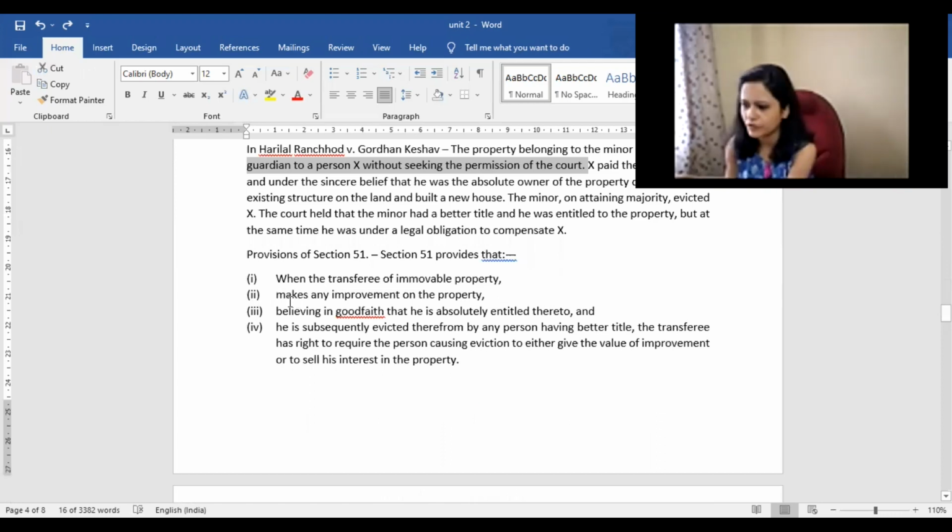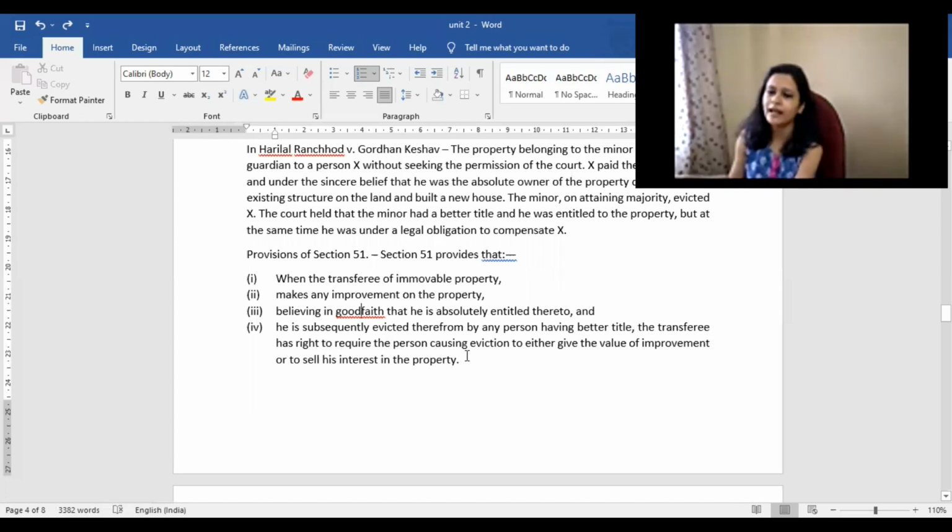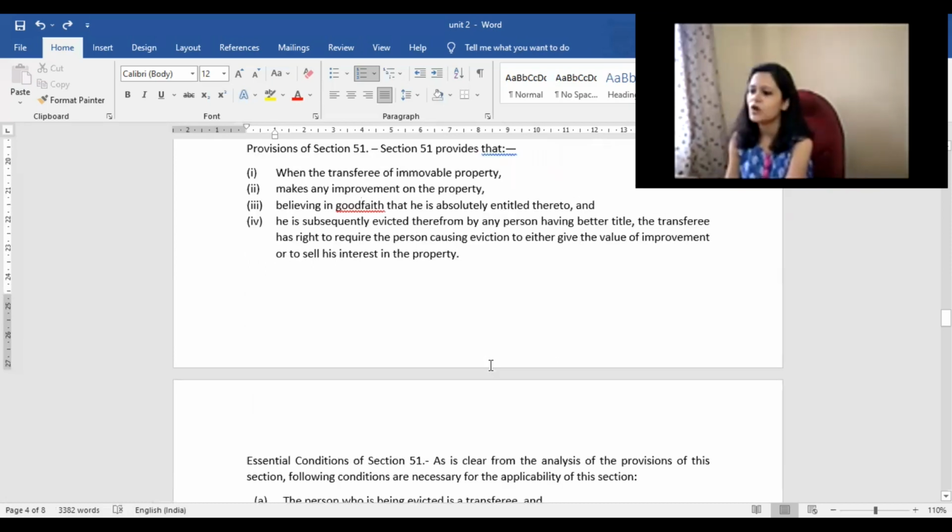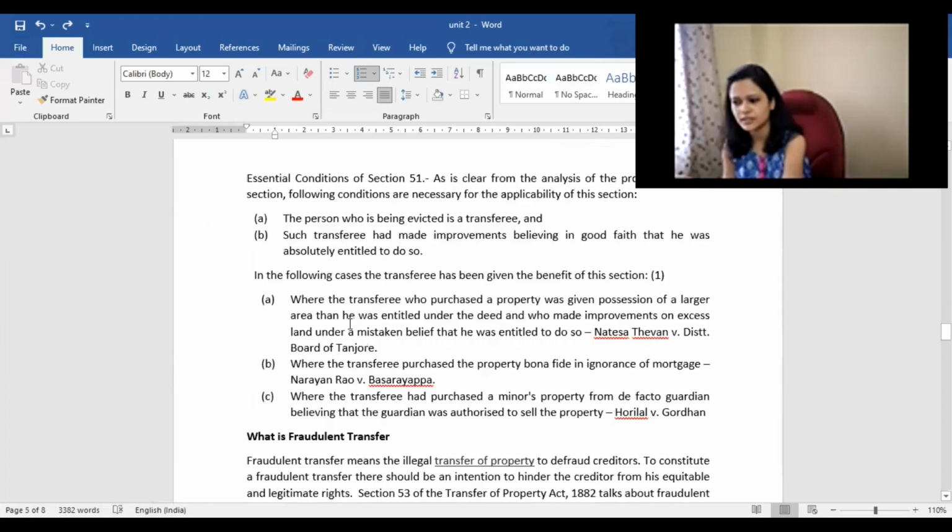Improvements made by bona fide holder. So when the transferee of immovable property makes any improvement on the property, believing in good faith that he is absolutely entitled to it, and subsequently he is evicted or removed from the property by a person having better title on it, the transferee has the right to require the person who is removing him that you either make the payment for it, or otherwise you sell the property to me. So this is what section 51, the provision from the TP Act, talks about.